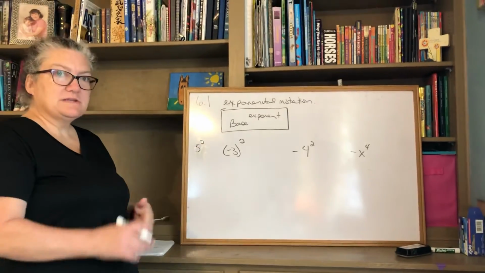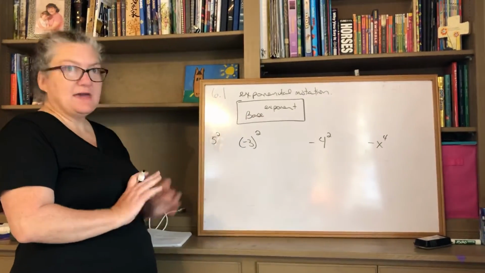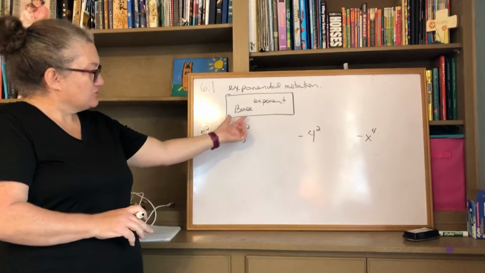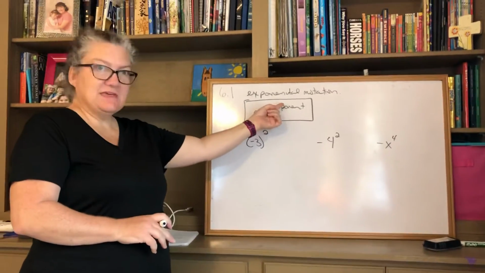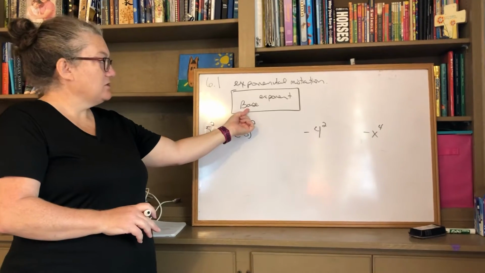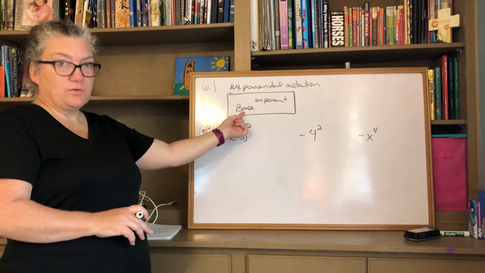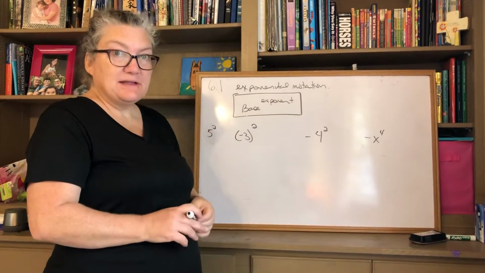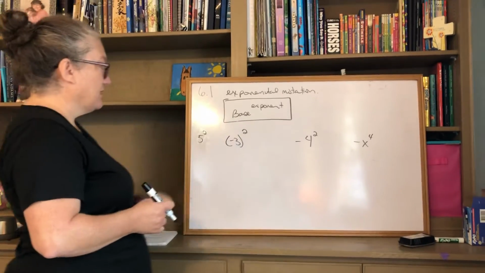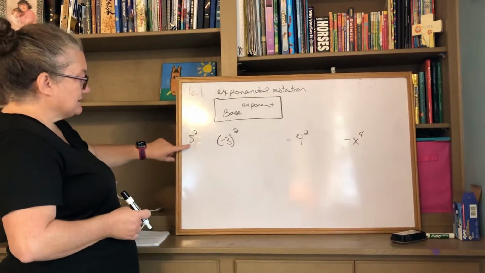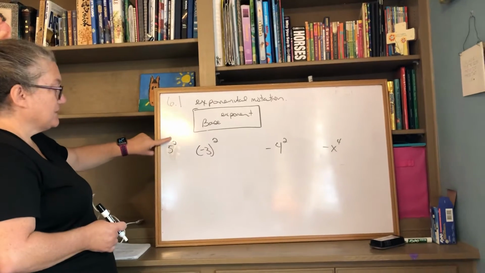Welcome. Today we're going to talk about 6.1 and it's all about exponential notation. In exponential notation you have a base and then you have the exponent. The base tells you the factor that you're going to repeat and the exponent is how many factors you have of that base. So here for instance the base is 5, the exponent is 2.